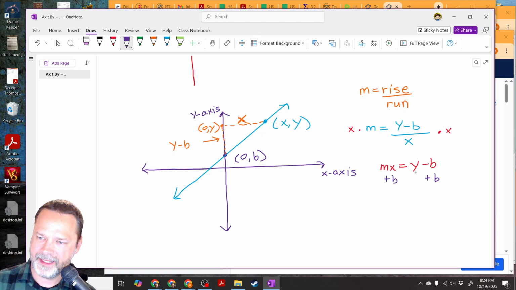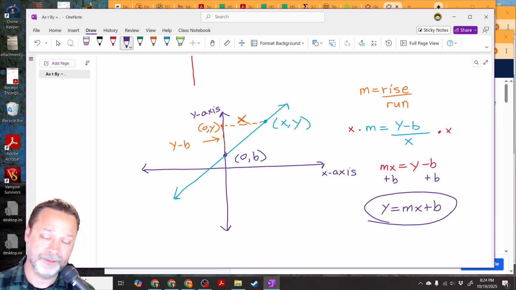And what do I get? Y is by itself. Y equals, and on the left side here, it would be mx plus b. Well, there you go. So, hopefully that's a good explanation, and that makes sense why this is our slope-intercept form.